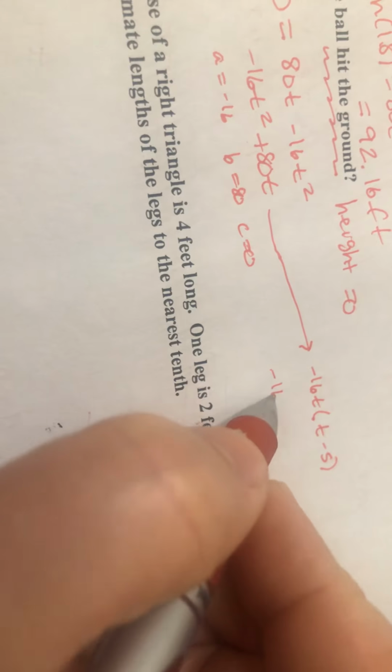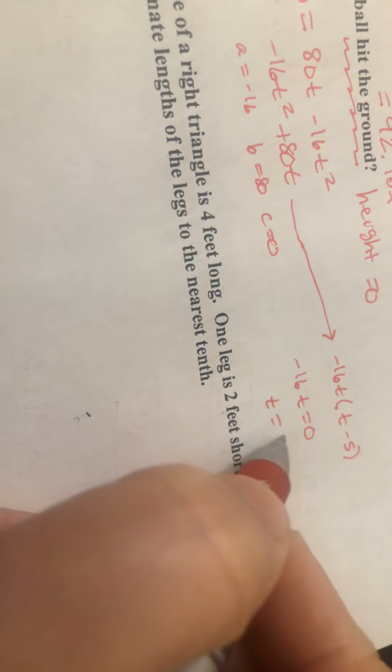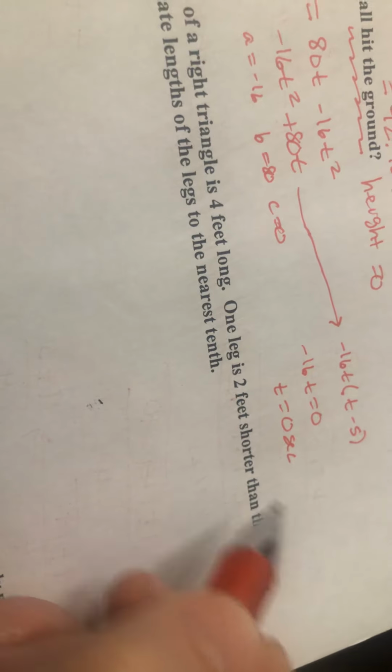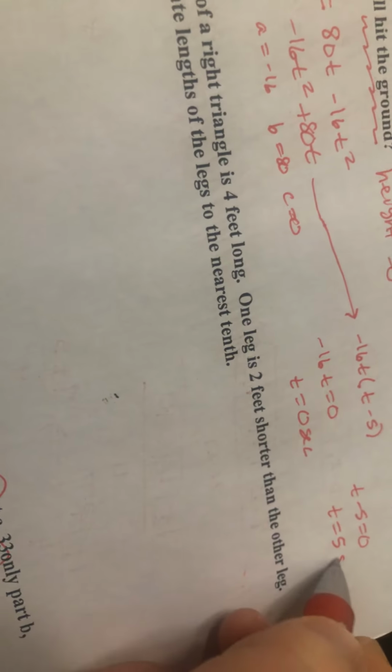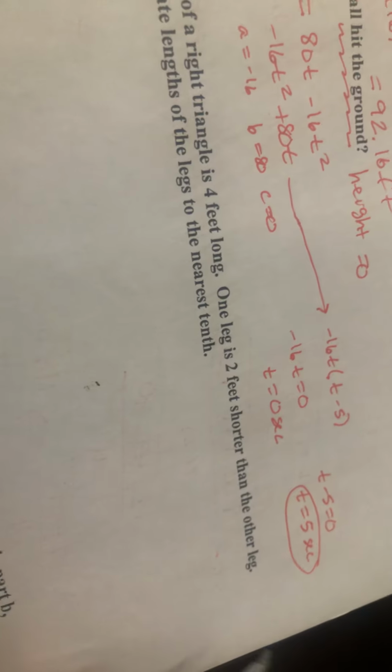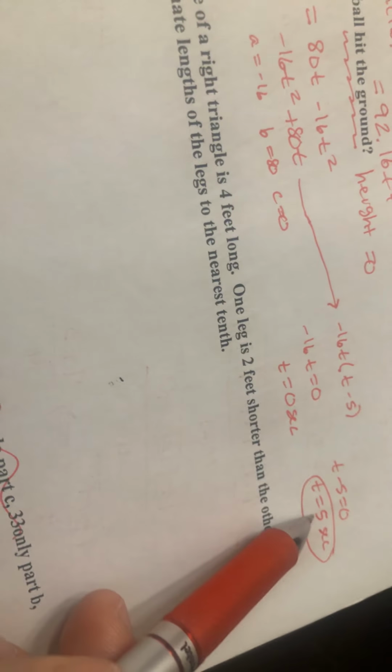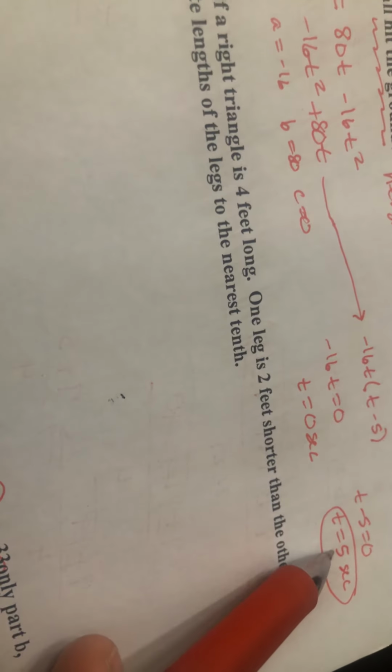So then I set negative 16t equal to 0. That gives me 0 seconds. And then I set t minus 5 equal to 0. So that gives me 5 seconds. So that's when the ball will hit the ground: at 5 seconds.